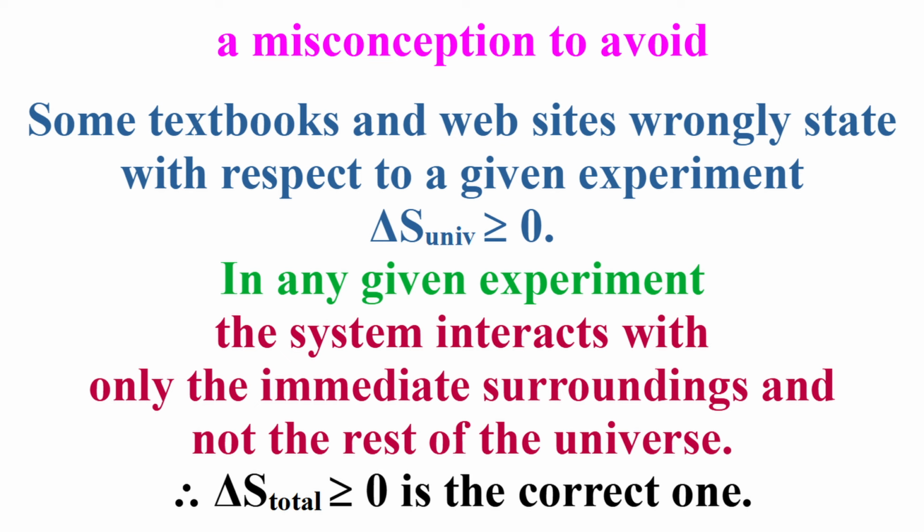Such immediate surroundings are indeed a very, very small portion of the rest of the universe. Therefore, it is not appropriate to use delta S universe with respect to any given experiment. The appropriate one is delta S total to refer to the change in the total of the entropies of the system and its surroundings that interact with it.